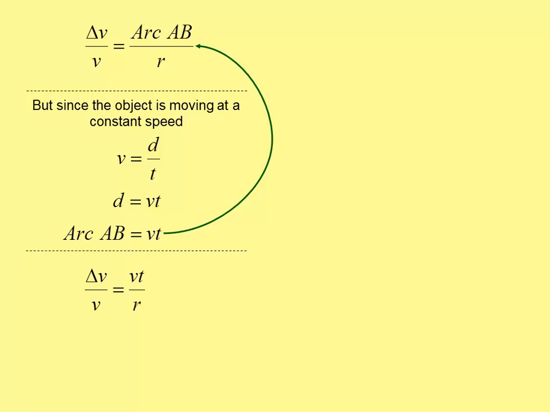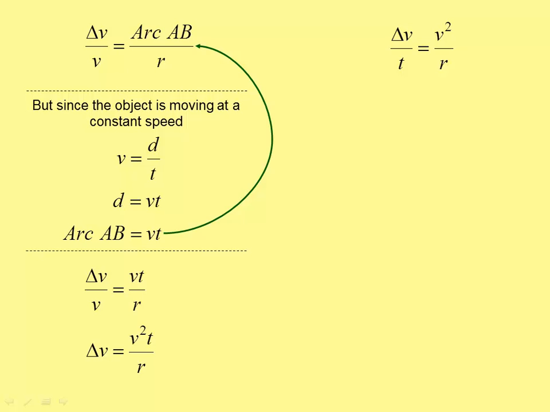A couple steps of algebra. First of all, multiply both sides by the speed. That gives us speed squared times the time over the radius here, and over here the change in the speed. And then let's divide both sides by the time. And we get the change in the speed over the time is the speed squared over the radius.